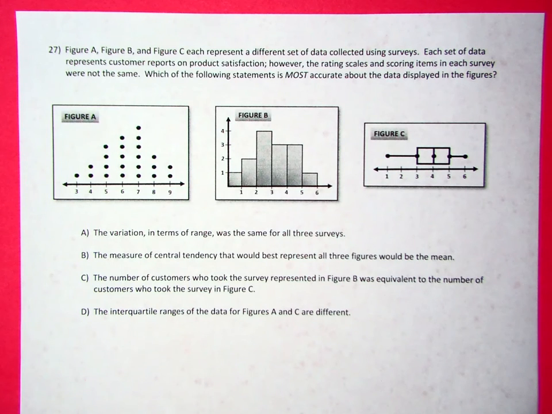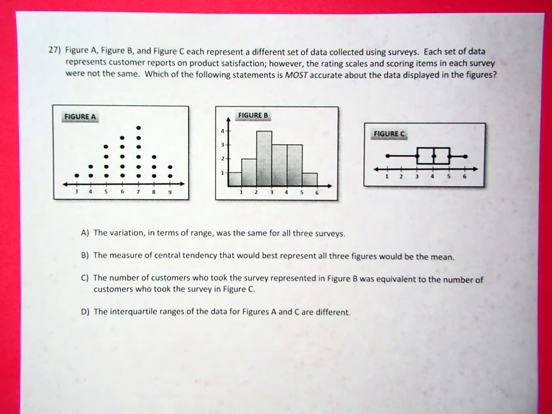This is number 27. It says that figure A, B, and C each represent a different set of data collected using surveys. Each set of data represents customer reports on product satisfaction. However, the rating scales and scoring items in each survey were not the same. Which of the following statements is most accurate about the data displayed in the figures? So we're looking for the most accurate, which means like the best answer of all of them.